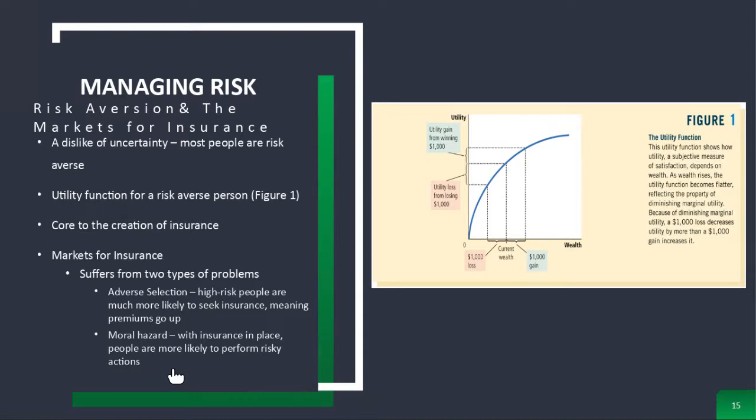Regarding the 2007-2008 financial crisis, we had a combination of adverse selection and moral hazard in the market for mortgage loans.